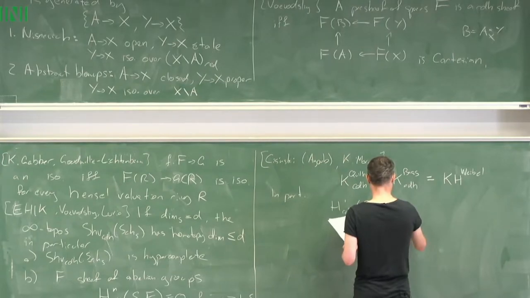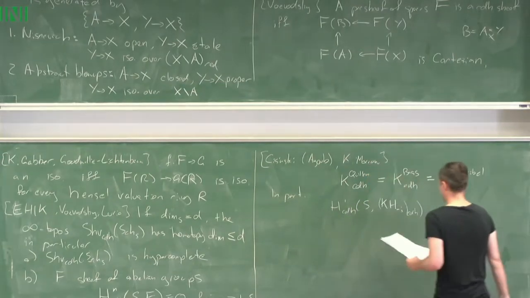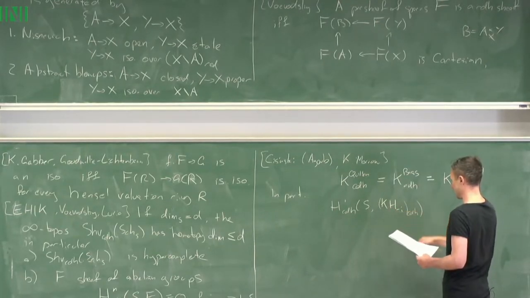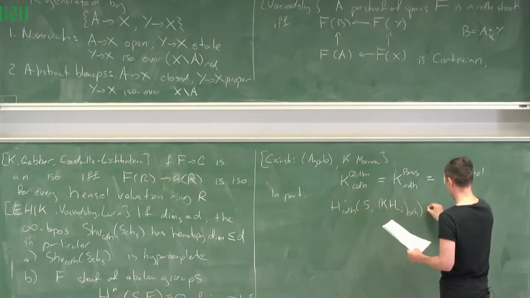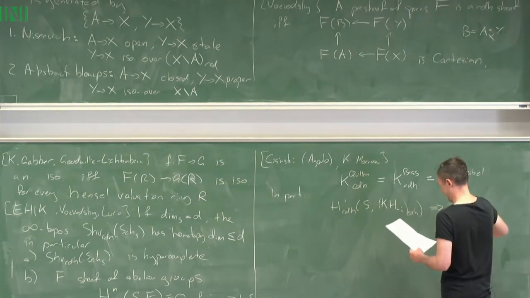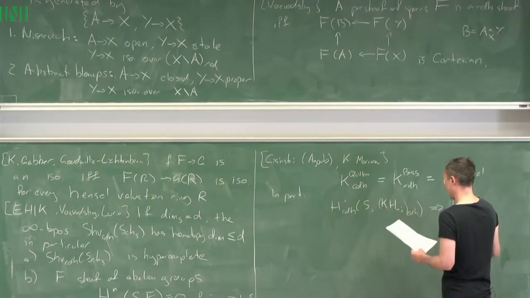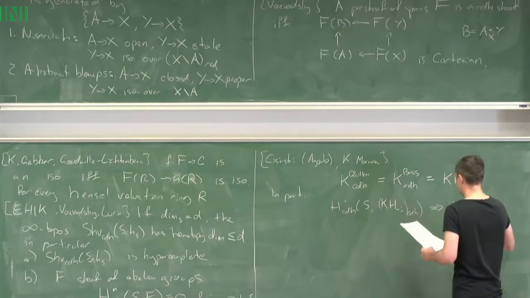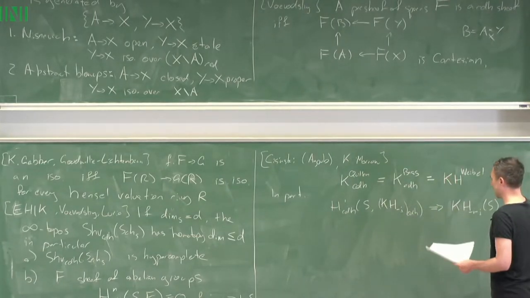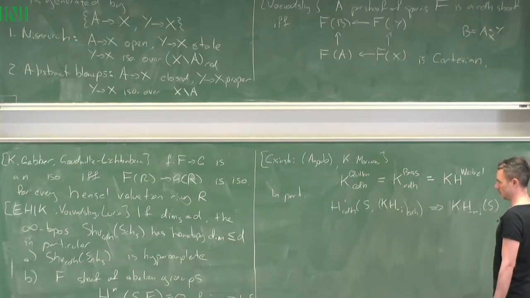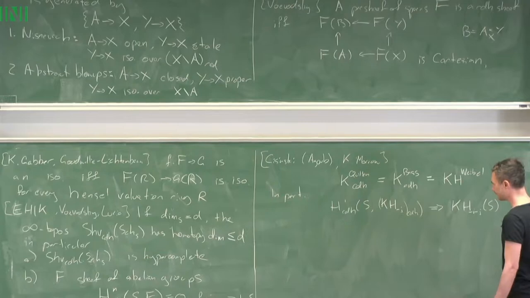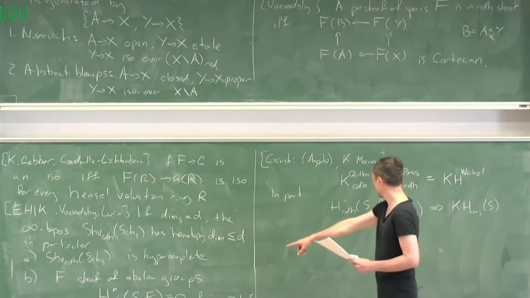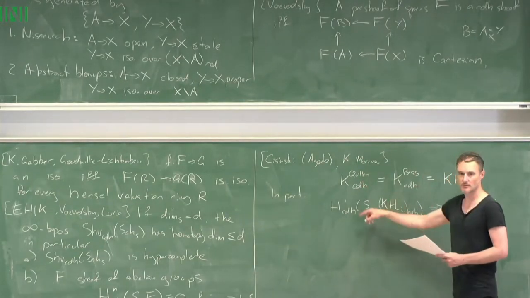So this is the CDH sheafification of the pre-sheaf of abelian groups of homotopy groups. H minus I minus J S. So because this thing has CDH descent, and by this one, a lot of this vanishes.